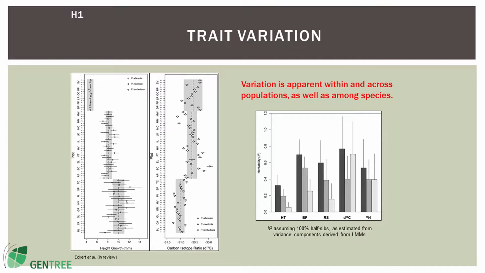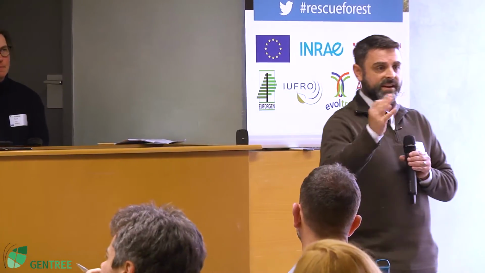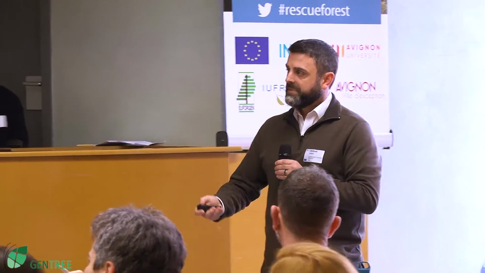So let's start with trait variation for each of the 3 species. There's 2 traits shown here. We had 5 in total. Here is height growth. Here is carbon isotope discrimination. Each point on here is a site. Each set of gray bars is a different species. The gray bars are the global mean plus the 95% confidence around that global mean. Each point around that gray bar is a particular site for that species. Its error bar is the variance across families in that site conditioned on the global estimate.